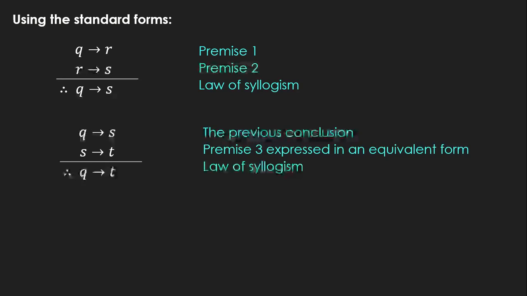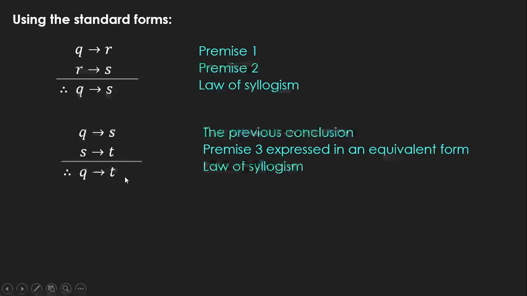Now, here, we will also determine a valid conclusion by combining the conclusion of the first two premises with the third premise. Yan. So, kumbaga, ito kinumbine sa pangatlong premise. And observing the pattern, using the law of syllogism, the conclusion will be Q implies T.